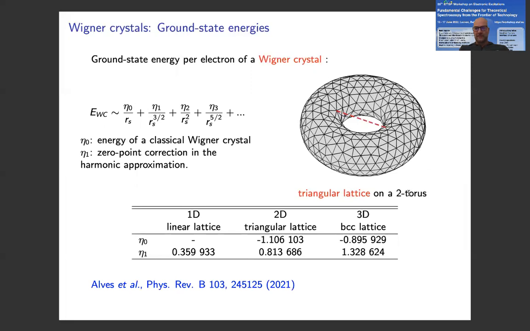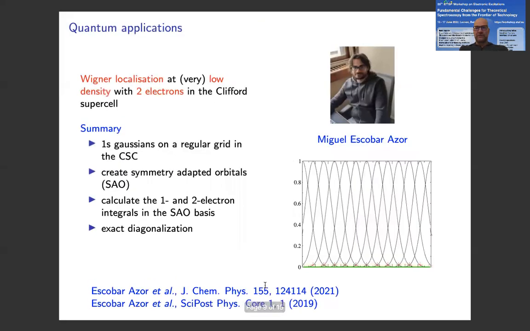So we can efficiently do these calculations, so we can get very accurate results, several digits for eta 0 and eta 1 in 1D, 2D, and 3D. And all the details can be found in the reference that is given below. So far I've given you some applications, some classical and semi-classical.